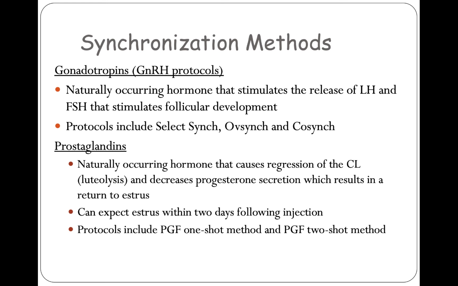Prostaglandins are really popular as far as a synchronization method. PGF2 alpha is a naturally occurring hormone that causes regression or lysing of the CL, and that lysing of the CL automatically decreases progesterone secretion, which results in that female returning to heat or estrus. So we can expect estrus to occur within 2 days following the injection, usually. And these protocols are going to be the PGF one-shot method and the PGF two-shot method, which we'll show you here in just a second.